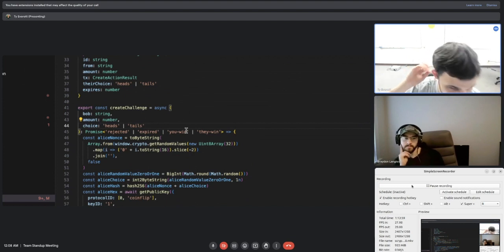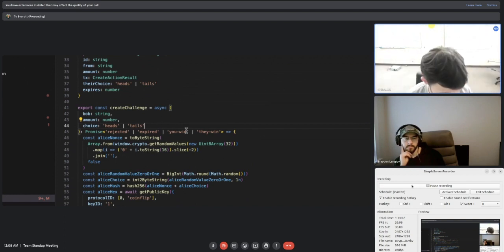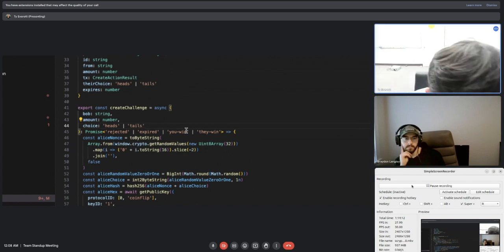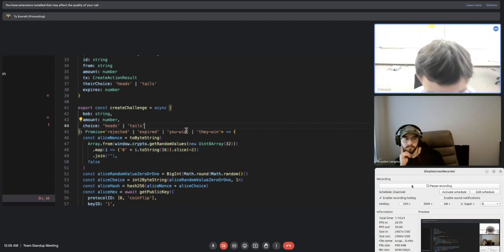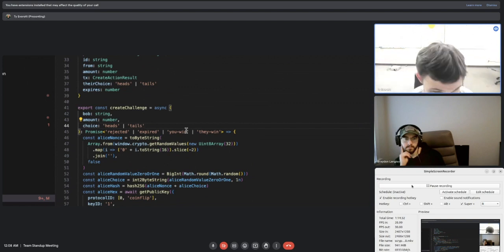So there are some types here. And let's just look at the interface to begin with. This is a large function that's going to do all of those things that I just described on behalf of Alice. This is a function that runs on Alice's computer. It's called create challenge. It's asynchronous. You pass in Bob's identity public key, the amount that you want to challenge Bob for, and what your choice is, heads or tails. And eventually, that's either going to return rejected, expired, you win, or they win, after everything is done.